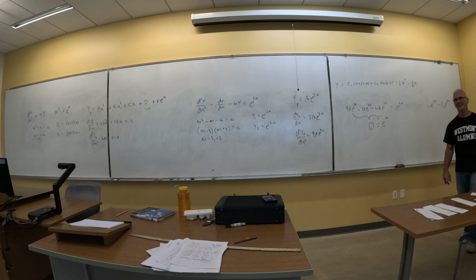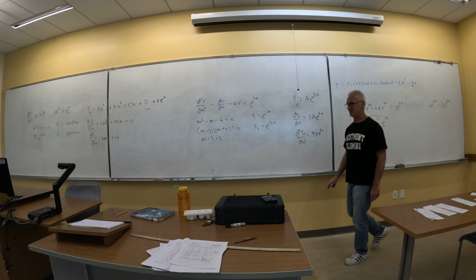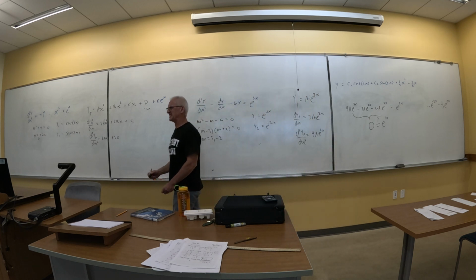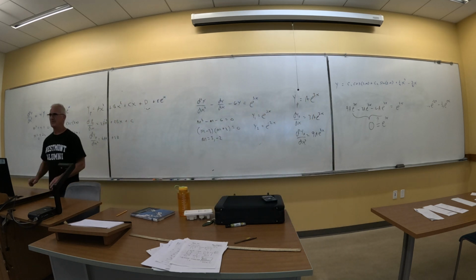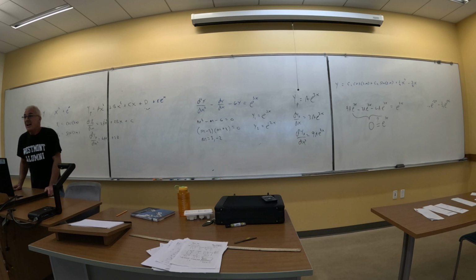And why would that be? Because y1 is e to the 3x. Beautiful. That's 200 miles. That's easily worth 200 miles. Yeah, you're on it today.